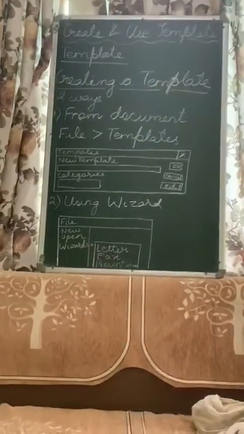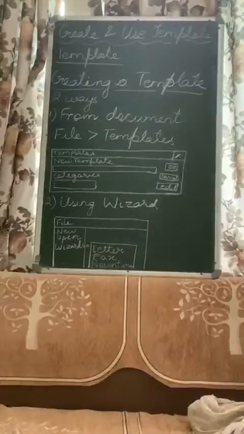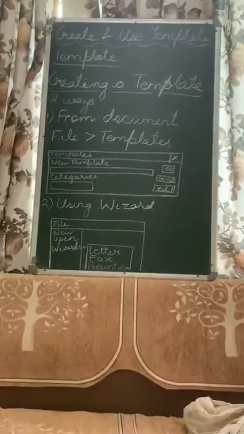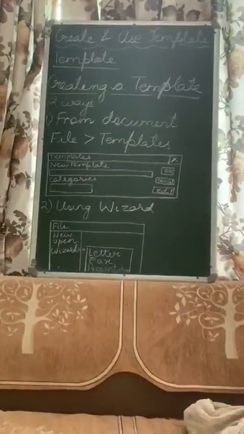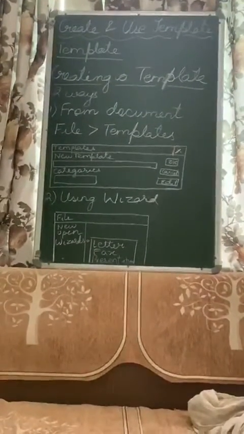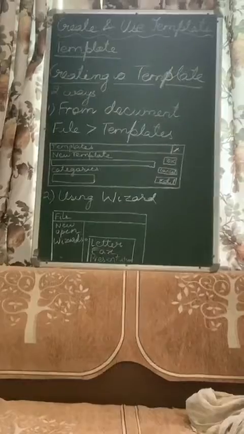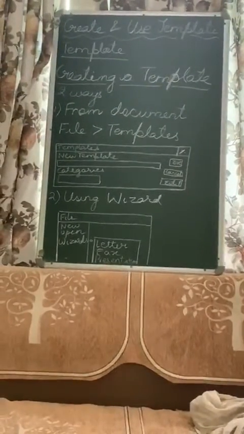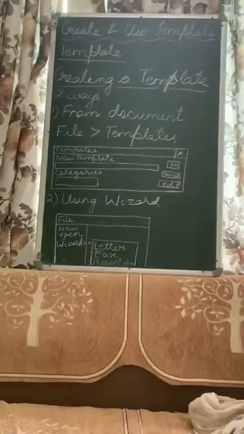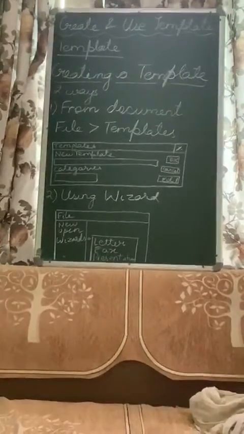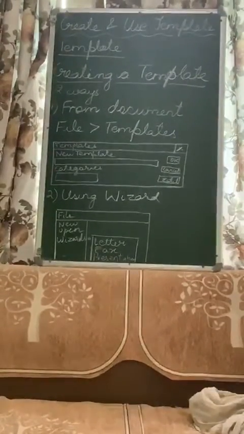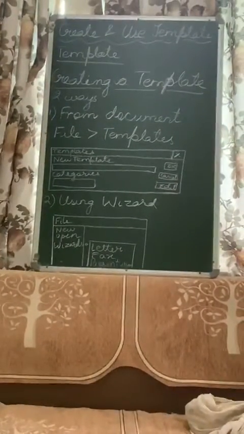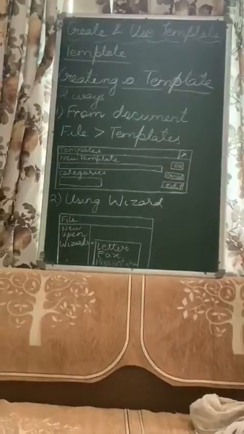Now first one is creating a template from a document. In order to create a template from a document, the first step will be to open a new or existing document of the type that you want into a template. Then you will add its content and styles. Then you will go to main menu, that is file, and then you will choose from there templates. So what will happen? A template dialog box will open as shown in the video.